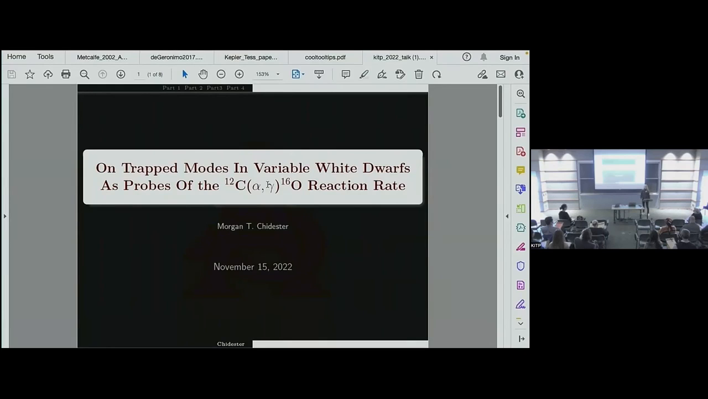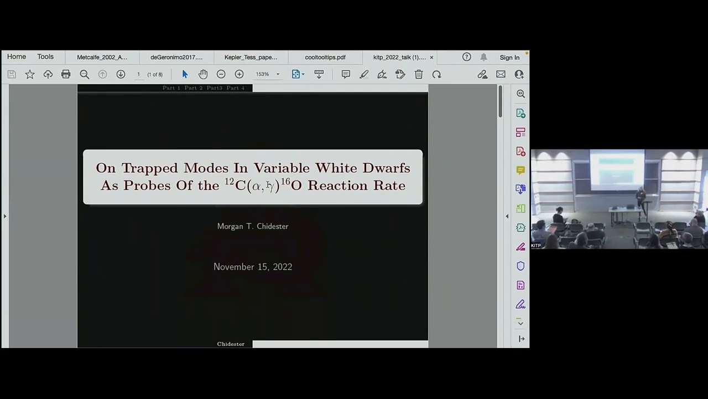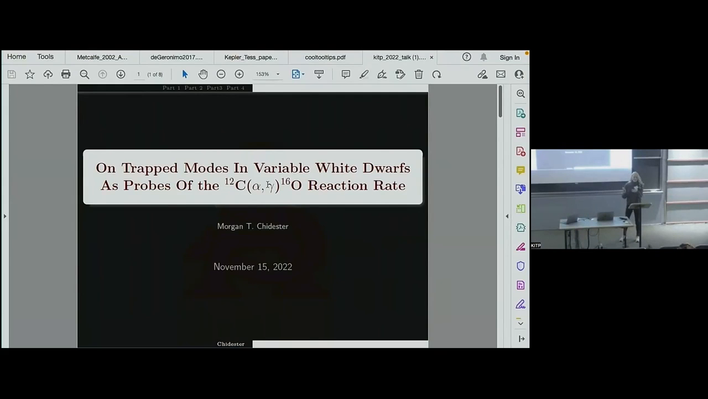I wanted to thank the previous speakers, especially JJ. He gave a very nice intro on white dwarf seismology, so I'll be gleaning off of that quite a bit in this talk. Today I'll be talking to you about trapped modes in variable white dwarfs as probes of the C12 alpha gamma reaction rate. So just keep in mind, this is all theory stuff. We got some exciting observation. Now we're on the theory side.